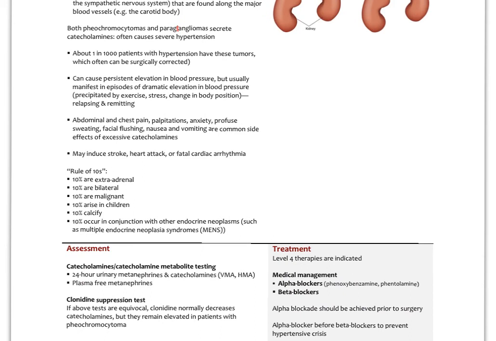There's something called the rule of 10 to help us get an overview of these tumors. So 10% of them are extra-adrenal, so they're paragangliomas. 10% are bilateral in the adrenals. 10% are actually malignant, not just adenomas. And 10% arise in children. 10% calcify, and 10% occur in conjunction with other endocrine neoplasms, like multiple endocrine neoplasia syndromes. So that's the rule of 10s with pheochromocytomas.